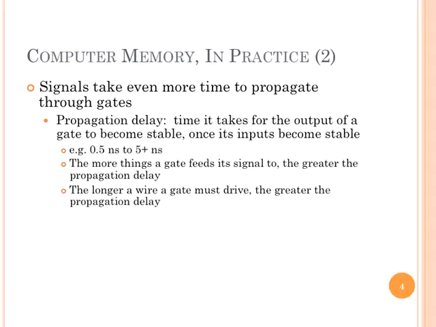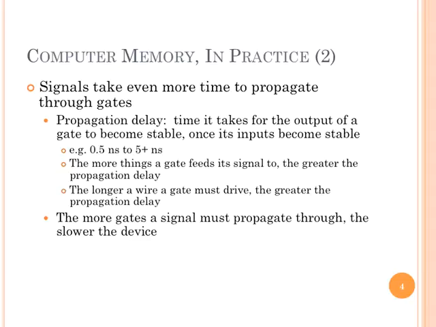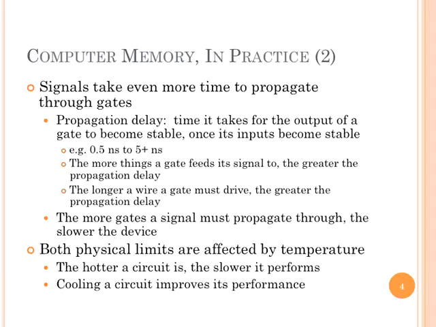And like I say here, there's a few other constraints here. So the longer a wire you have to drive, the longer it's going to take for the gate to go stable. And the more things that a gate has to feed, the longer it's going to take for that gate to become stable as well. So it adds up. It takes time. And so these things slow down our circuits.